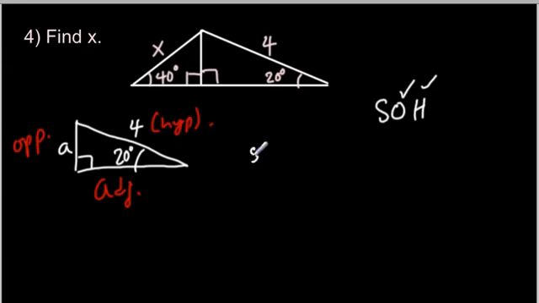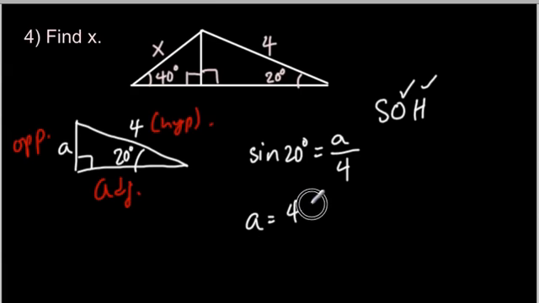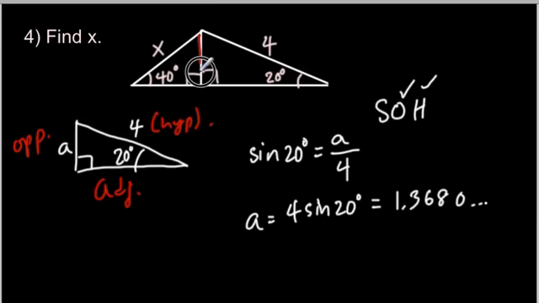So sine of 20 is equal to the opposite, which is A, over the hypotenuse, which is 4. We're trying to find A, so if we multiply both sides by 4, A is equal to 4 sine 20. I'm going to plug that in, and I'm going to use the exact value, 1.3680..., and because I'm using the exact value, I can write it equal to that right here. So we found A, which is this side right here.